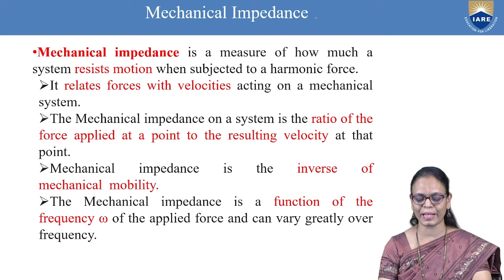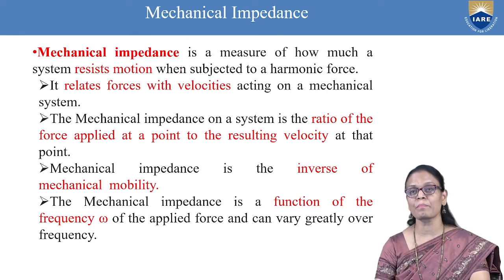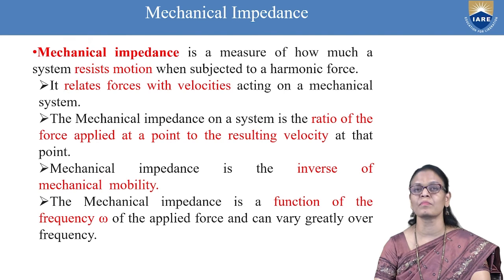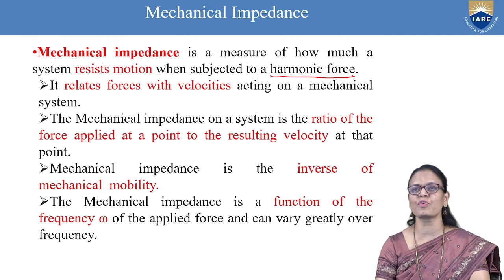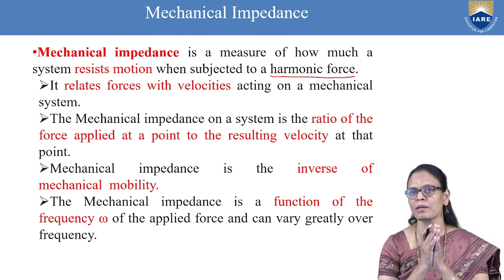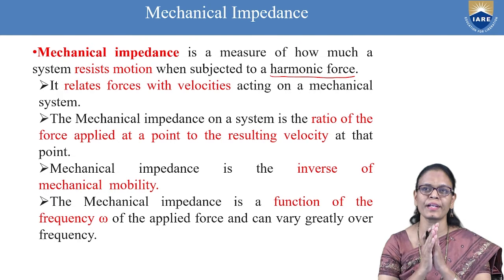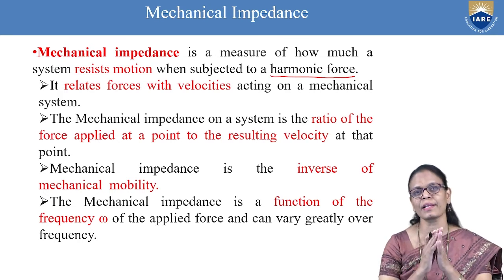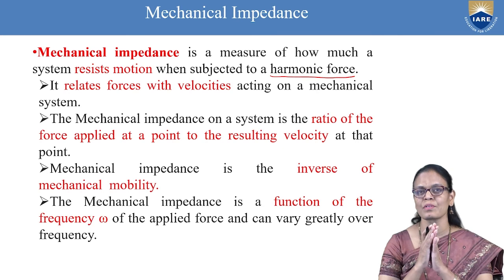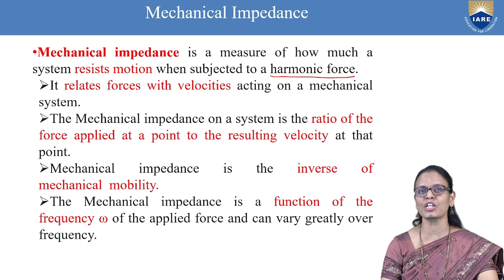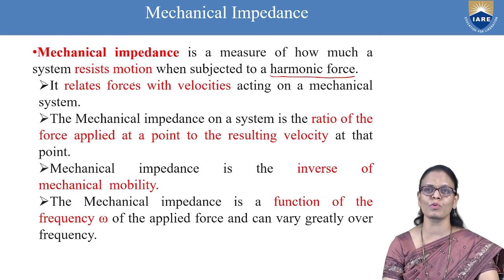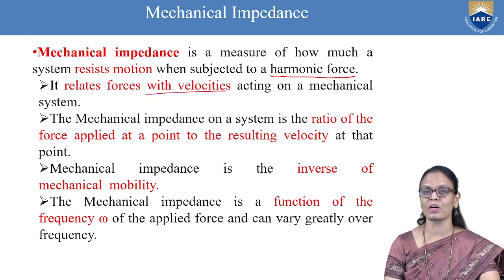Now let us see what mechanical impedance is. It is a measure of how much a system resists motion when subjected to a harmonic force. We are talking about a forced harmonic oscillator, which means a system where damping forces are already acting on it, and in order to sustain the oscillations we apply a force. Mechanical impedance gives us the measure of how much the system resists the motion when subjected to a harmonic force, and it relates the forces with the velocities acting on the mechanical system.